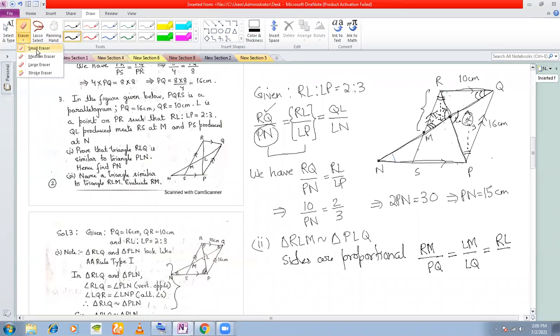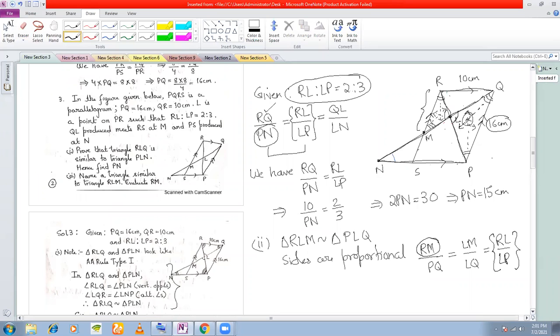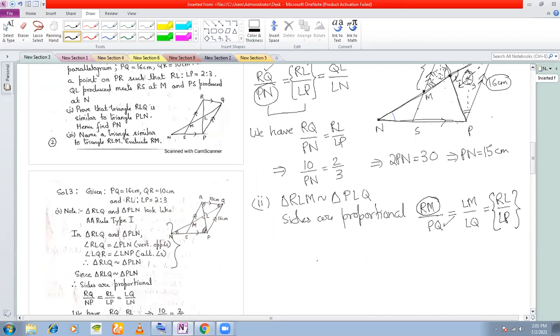I think I marked the wrong angle here. This should not be this angle, but in fact it should be this angle. So opposite to this is LP. So these are the proportional sides of these two triangles. Now see, RL to LP is known to you. This ratio is known to you. What do you need to calculate? You need to calculate RM. Do you know the length of PQ? Yes, you know the length of PQ here, 16. So you will use the first and the third equalities.